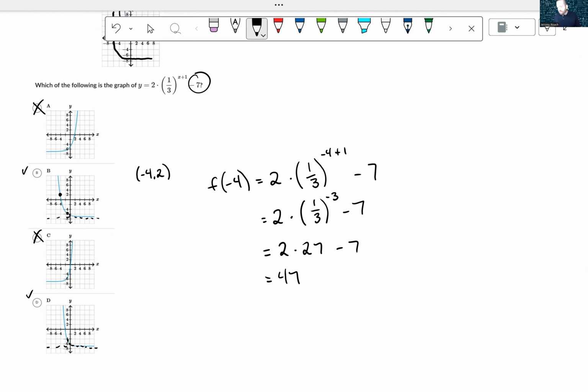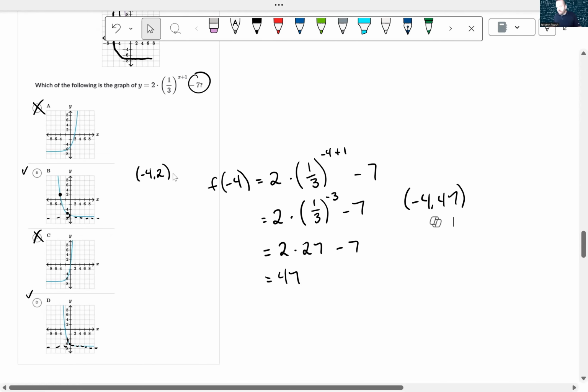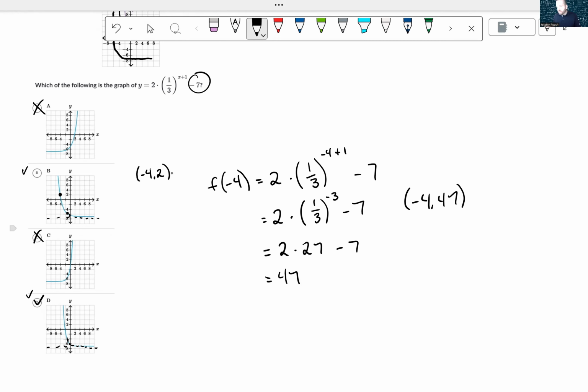Now 47 is not on the graph. We can't even see 47. This says the point -4, 47 is on our graph. For B, if it was B, it would not be correct. It's got to be answer choice D, because we get 47 when we plug in -4. So for answer choice B, we just got 2 when we plug in -4, and that's not right. So it's got to be D for this one.